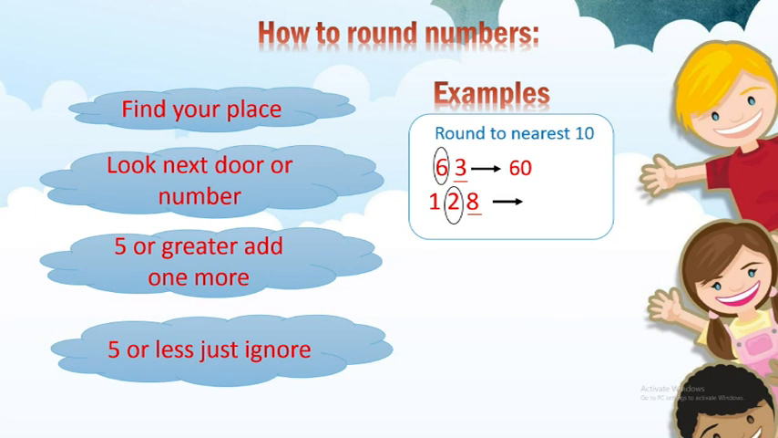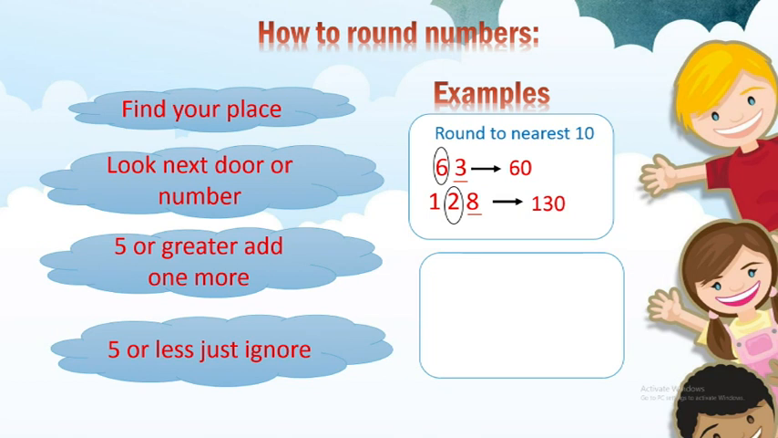Very good. The 8 is greater than 5. So you have to add 1 to the tens digit place. So you have to write 130. So now let's see the second example.